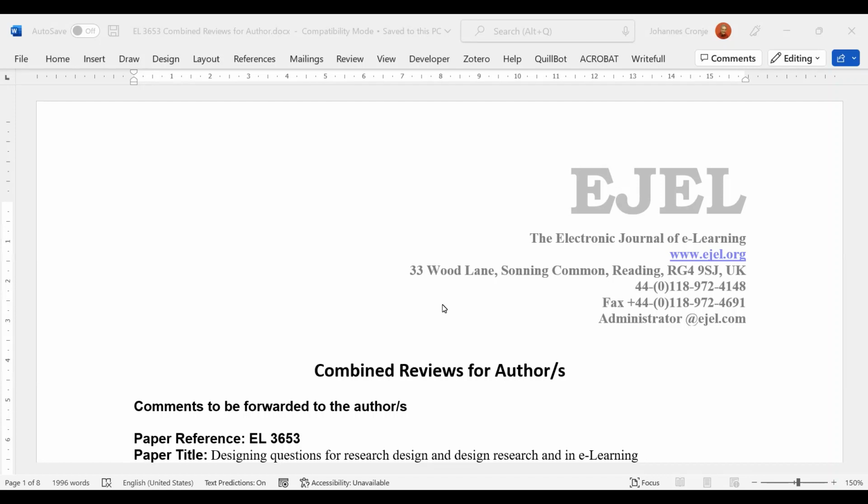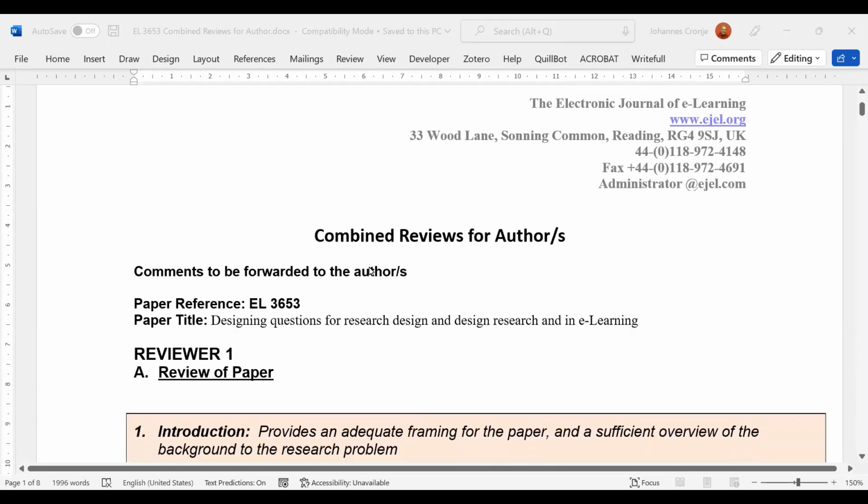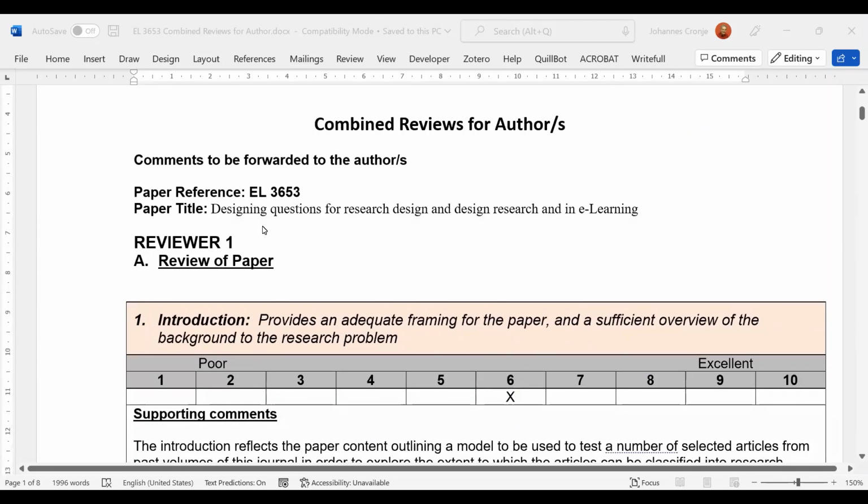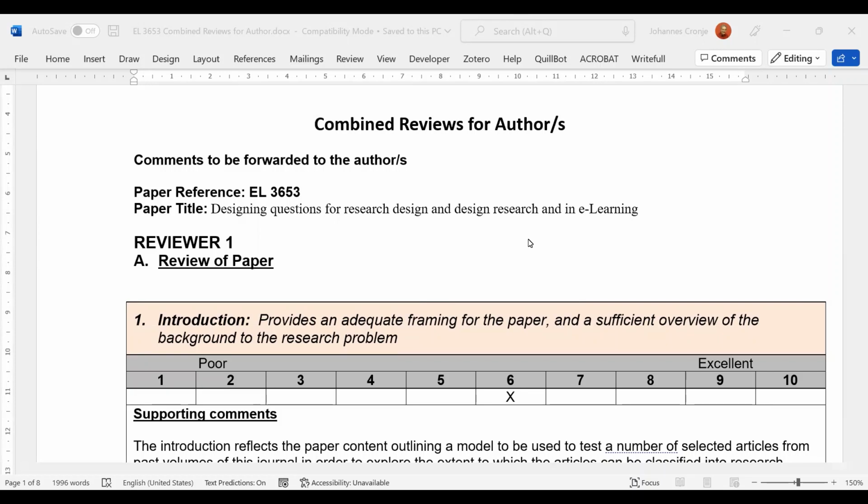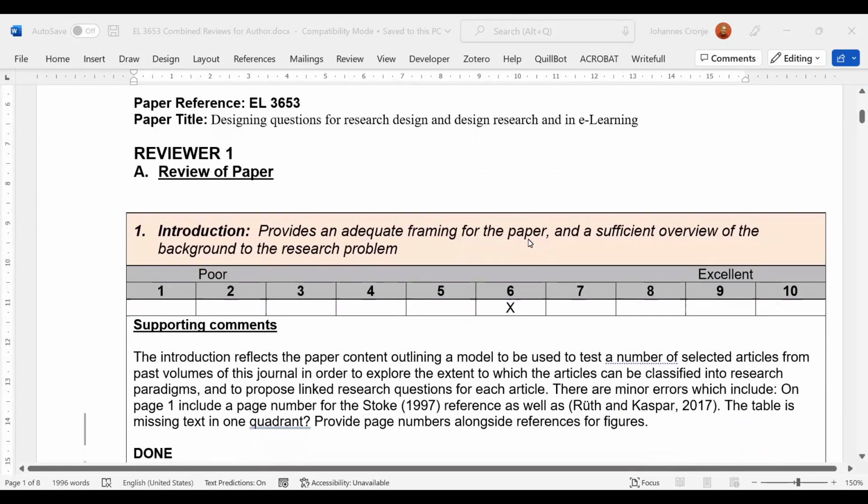The review form here from the Electronic Journal of E-Learning is more or less the same as any review form you'd get for any journal. I'm just sharing it so that you can have an idea of what it looks like. So there's my paper reference, and this is the name of the paper, Designing Questions for Research Design and Design Research in E-Learning. And this is what they're asking.